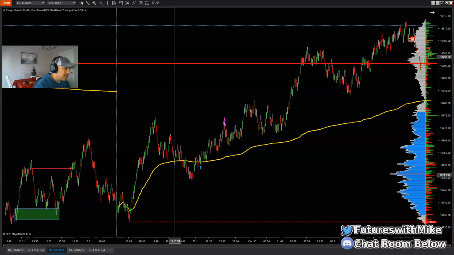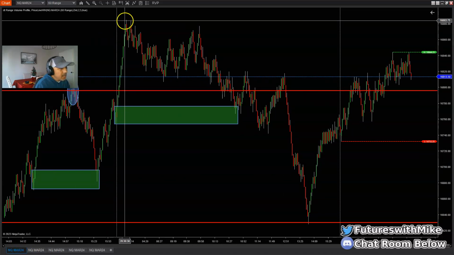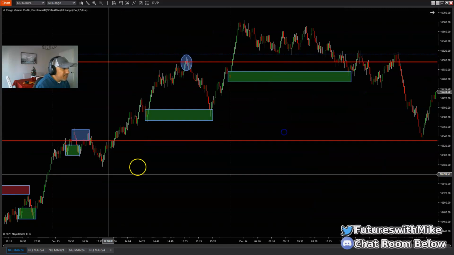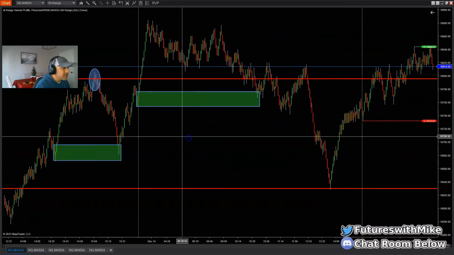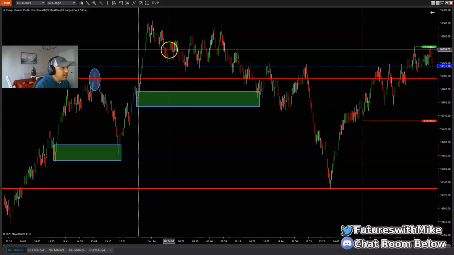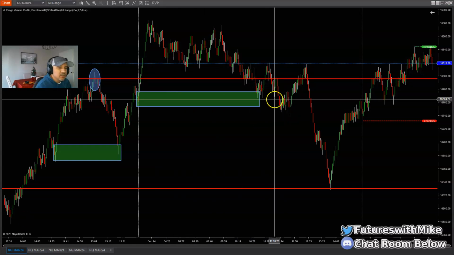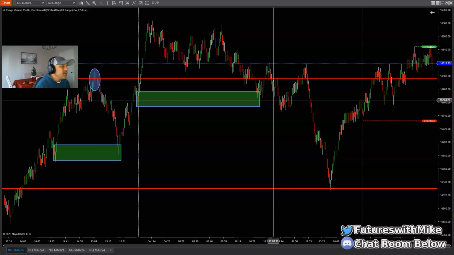But we'll take a look at the overall structure of the market from yesterday, right? We had a high here, okay? If you look at it prior to that, we're making higher highs and higher lows. So the structure was bullish, moving to the upside. Then we started making lower lows and lower highs to the downside here. You see that we're making lower lows and lower highs to the downside here, all right?